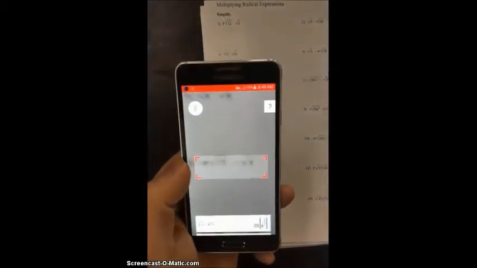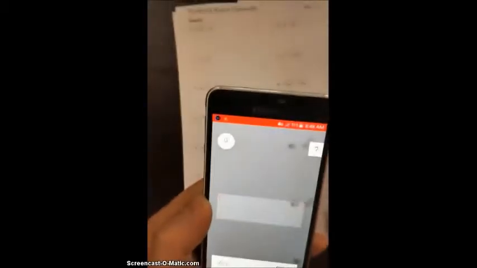So let's try another one. Let's see if it'll focus. And then that pops up again. And here again we have, I guess it was a little too complicated. Let's try a different one real quick. Okay, and there's a pretty simple one, and here's the solution. So there's multiplying radical equations.